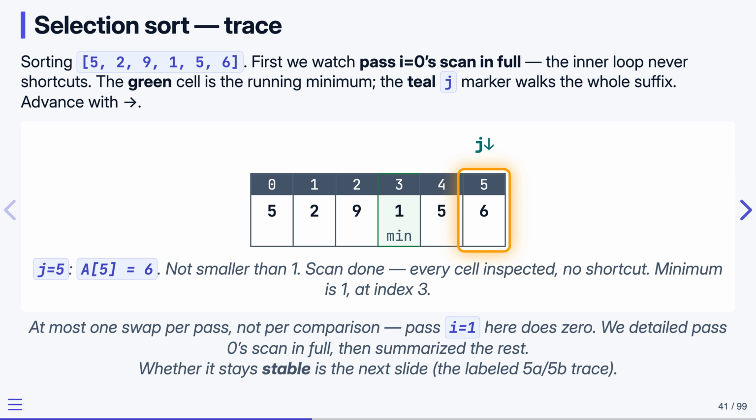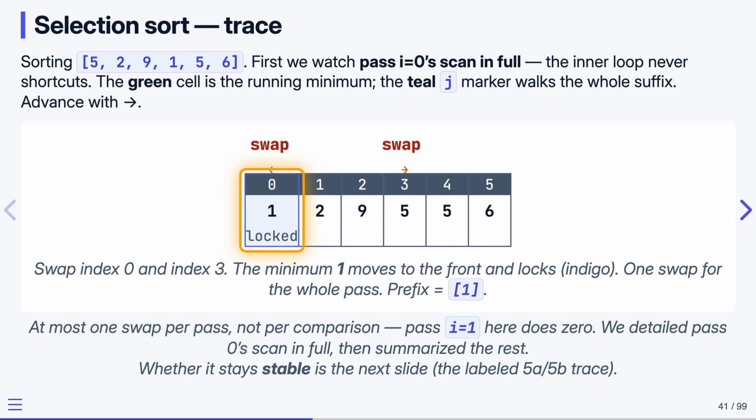J moves to index 5, the last cell. The value is 6, still not smaller than 1. The scan is done. We looked at every cell, no shortcut. The smallest is 1 at index 3. Now one swap. We swap index 0 and index 3. The smallest value, 1, moves to the front and locks in indigo. One swap for the whole pass. The sorted prefix is 1.